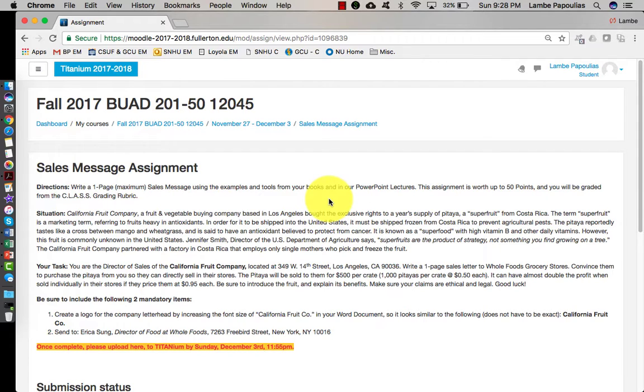California Fruit Company is a fruit and vegetable buying company based in LA, and they bought the exclusive rights to a year's supply of pitaya, which is a superfruit from Costa Rica.